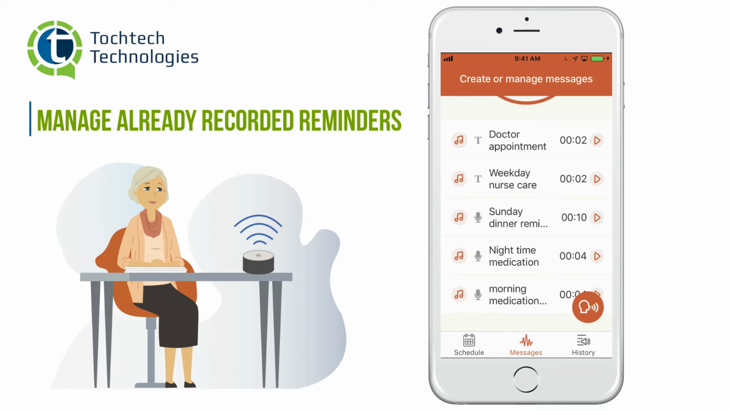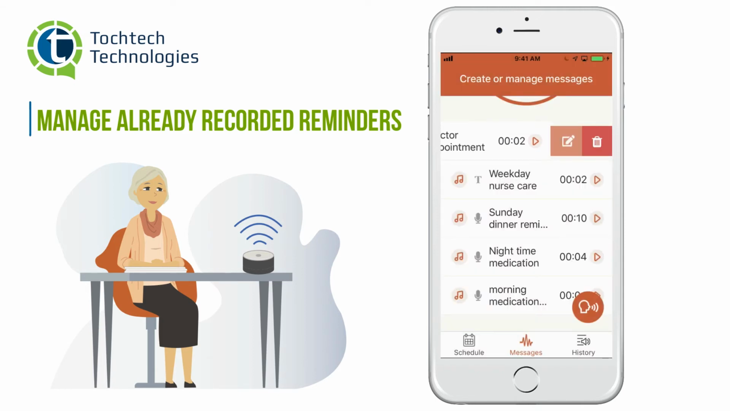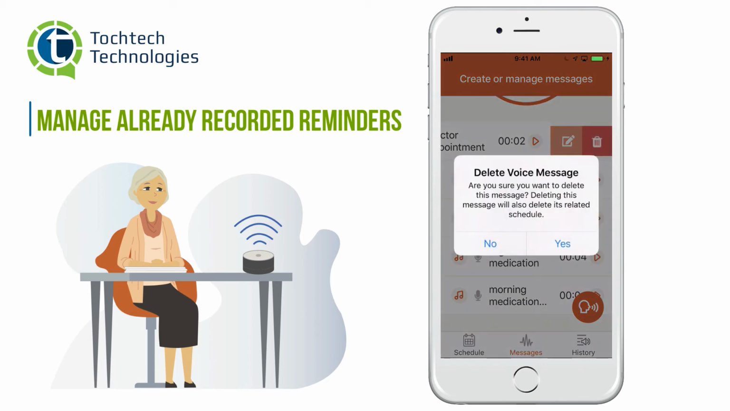Do the following to delete a recorded message. Go to the Messages tab. A list of all the recorded messages will be displayed. Swipe left the message you would like to delete. Tap the trash can icon. Tapping on the trash can will delete the message and its related schedule. Confirm if you want to delete the message and its related schedule.